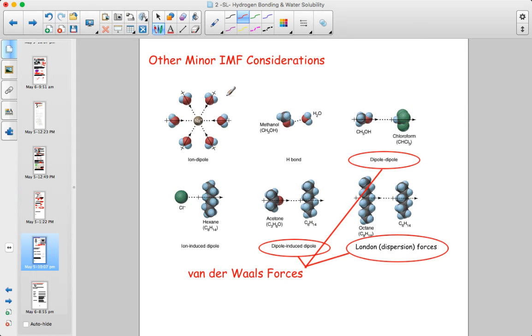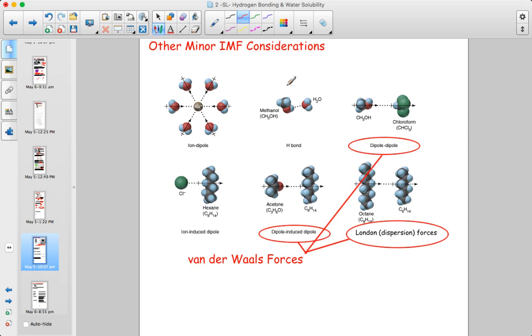Just some final IMF considerations. This is a bit off topic from hydrogen bonding. So far, we've talked about hydrogen bonds, dipole-dipole forces, and London dispersion forces. Those are the 3 main IMFs that you have to discuss. There are other types of interactions technically. We just mentioned ion-dipole interactions, which is what happens when a polar molecule and an ion attract each other, like when water dissolves an ionic compound.